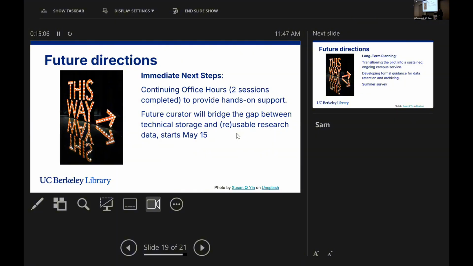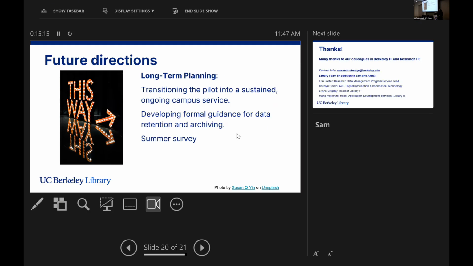So to finish off, what we're doing next: we've had some office hours, lightly attended, but very focused attendees. And we have one more session of those. We have a new colleague coming on board, a research data curator who will help with Dataverse starting next month. And then we ultimately just need to transition this into a pilot sustainable service.